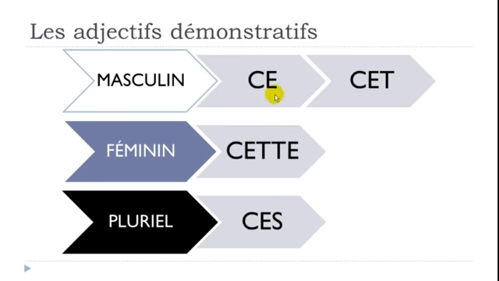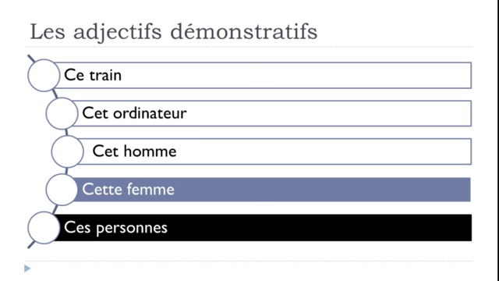Okay, so let's see that again. Ce, or then cet, and féminin cette. So you can notice that phonetically these two are pronounced the same way, cet here and then cette here. And for the plural, ces, ces. Really open this ces. Okay, so let's see a few examples now.